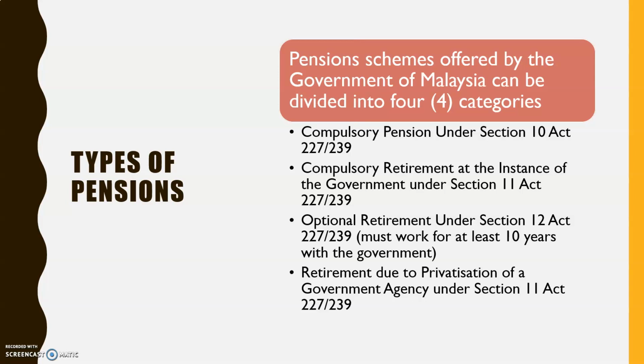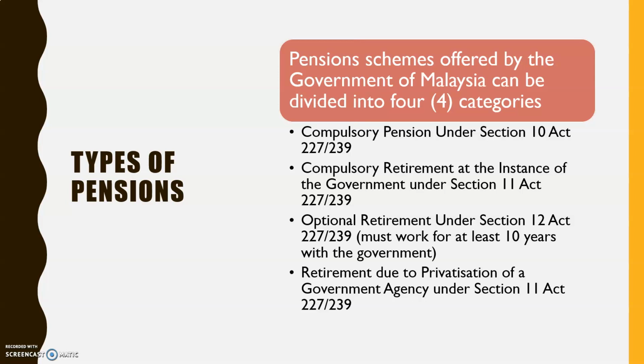Next, optional retirement under Section 12 Act 222/239. This is at the age of 40 years old, but to retain all benefits, the government servant must work for at least 10 years with the government.